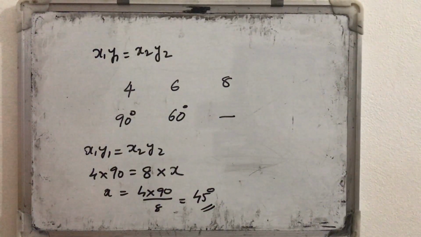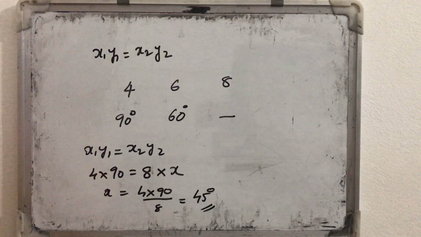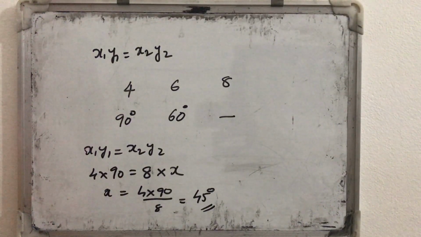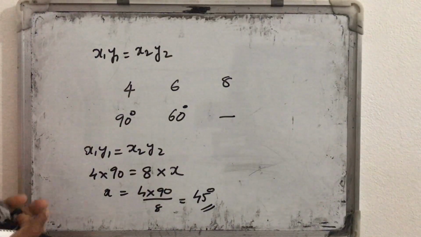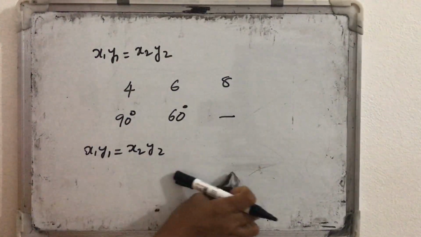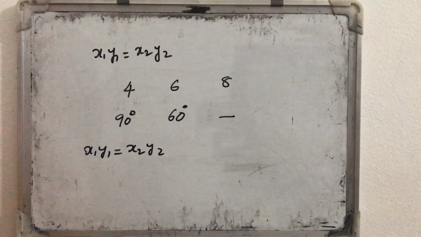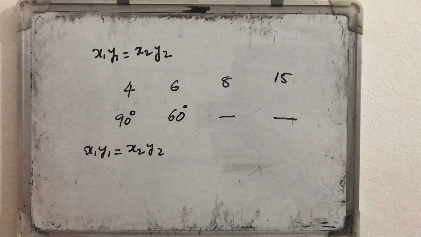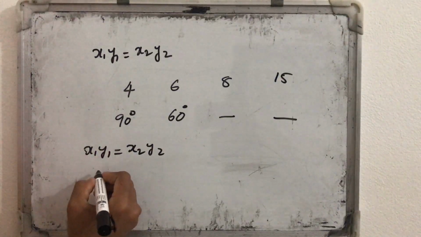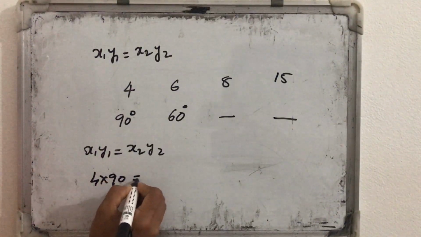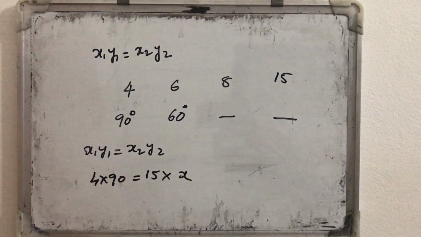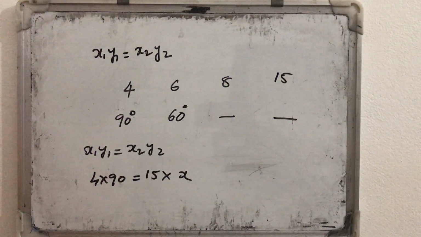Second question: Calculate the angle between a pair of consecutive spokes on a wheel with 15 spokes. If the number of spokes is 15, how can we find it? Using the same equation, 4 into 90 equals 15 into x. Then we find the value of x, which gives the measure of the angle.